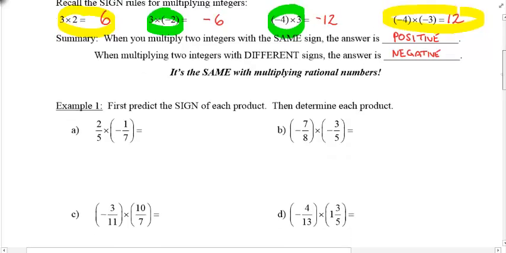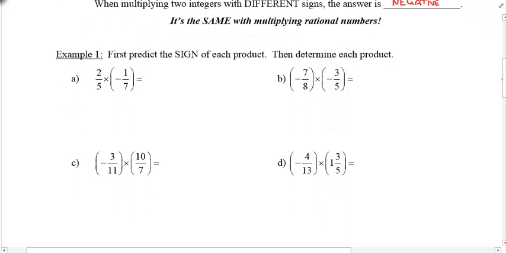Okay, so let's look at example number 1. I'm going to ask you to first predict what the sign of each product will be, and then we'll actually calculate it. Notice one of them's negative, one of them's positive. This one must be negative. Both the signs in part B are negative, so if the signs are the same, the answer must be positive. Part C, negative times a positive, they're different. Negative is right. And then this one's a negative and a positive, that's going to be also a negative.